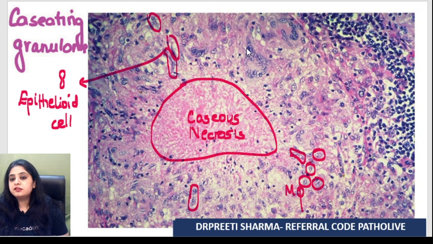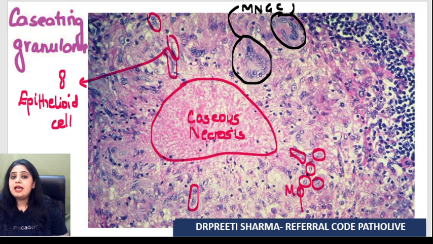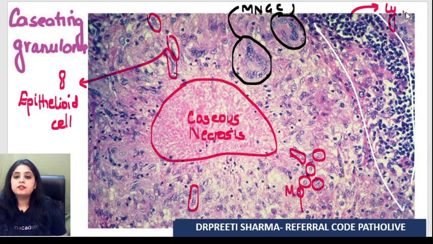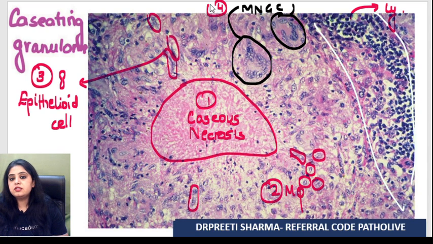Next, you see some cells which are multinucleated, like giant cells, right? So what do you label these? Multinucleated giant cells. And then guys, at the periphery, do you see there's a blue color dot kind of a collar that is there, and that is known as the lymphocytic collar. So all 5 points done. Number 1 caseous necrosis, number 2 macrophages, number 3 epithelioid cells, number 4 multinucleated giant cells, and number 5 lymphocytic collar.